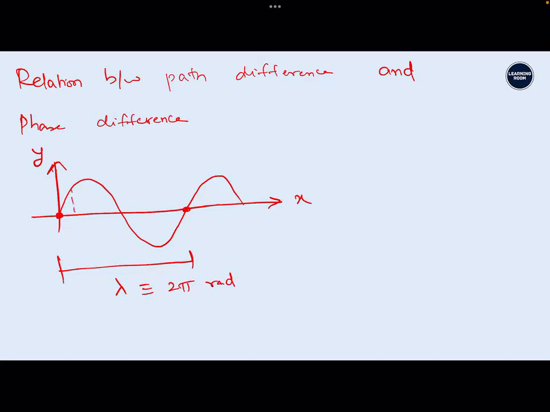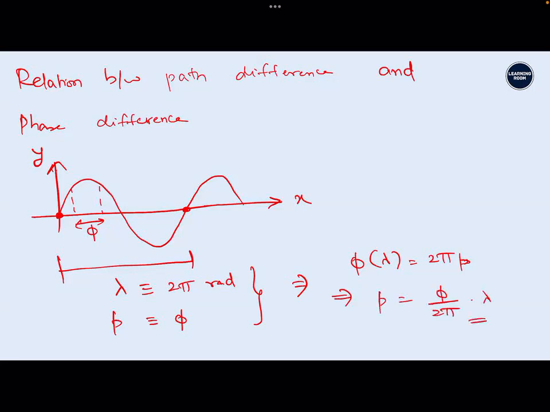Right? So if I take the phase difference between any 2 points as phi, and let's say the path difference corresponds to p, then path difference will be equivalent to phi radian. Is that clear? So which implies phi into lambda is equal to 2 pi into p, which implies p is equal to phi divided by 2 pi into lambda. So this is the relation between path difference and phase difference.